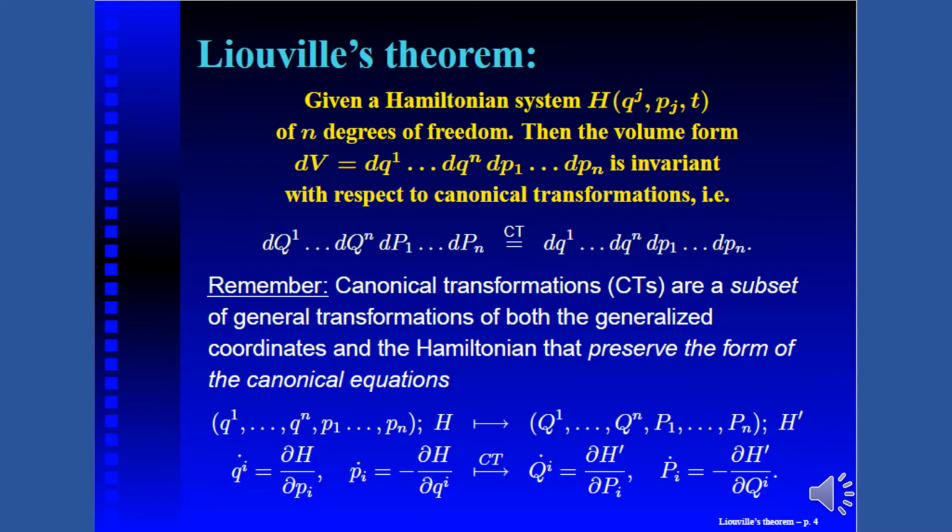It means that q1 ... qn, p1 ... pn, with Hamiltonian H, is canonically transformed to the capital Q1 ... Qn, P1 ... Pn, with Hamiltonian H', from the old Hamiltonian to the new Hamiltonian. So for the old coordinates, the Hamiltonian equations are qi dot equals partial H over partial pi, and pi dot equals minus partial H over partial qi. For the canonical transformation to the new coordinates, Qi dot equals partial H' over partial Pi, and Pi dot equals minus partial H' over partial Qi.